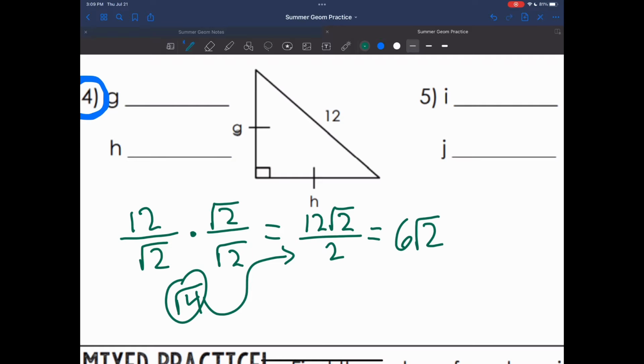And we know that would be the answer for both G and H because those legs are always going to match each other.